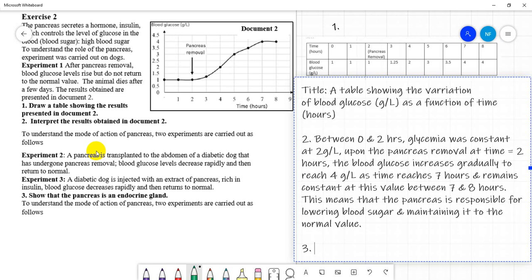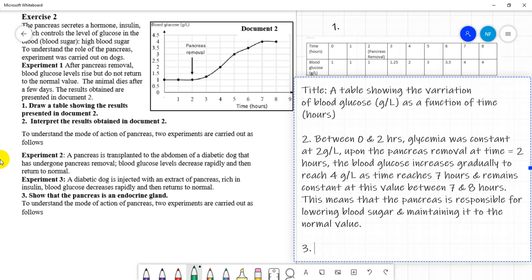Experiment 1, the pancreas was transplanted to the abdomen of a diabetic dog. So we have a diabetic dog, a dog suffering from diabetes, that has undergone pancreas removal. So I have a diabetic dog with no pancreas, we removed its pancreas and it is suffering from diabetes. We did a transplantation of a pancreas in the abdomen. Transplantation means grafting, we implanted a new pancreas. So we noted that the blood glucose levels decrease rapidly and they return to the normal values.